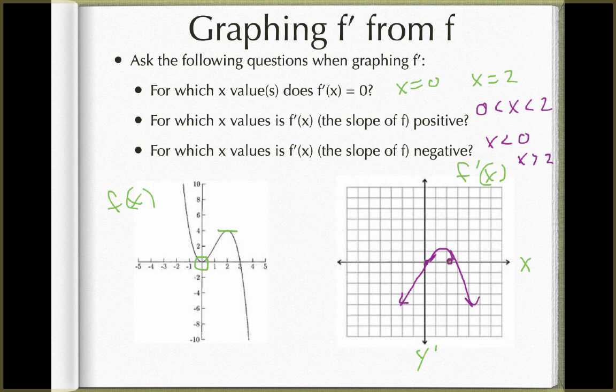Okay? And this is what we do when we are graphing from an f of x function to an f prime. We look, where do we cross the x-axis? Where are the slopes 0? Then we look at where our slopes are positive and where they are negative, and we can use those to sketch a graph of f prime.